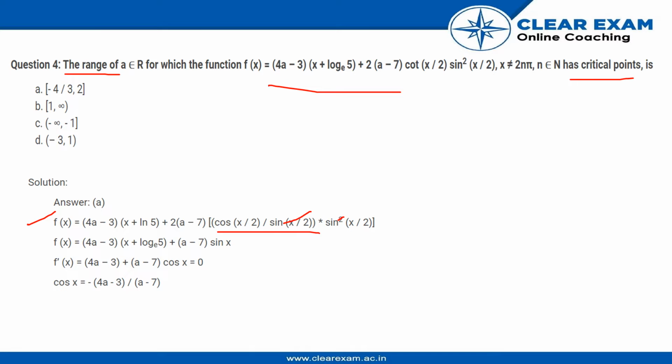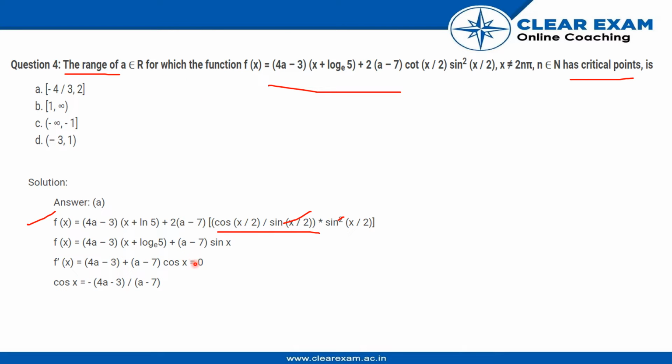What we have is 2 into sin x by 2 into cos x by 2, which becomes sine of 2 times x by 2, which is sine of x. And once we have that, we differentiate this entire function to get the range.